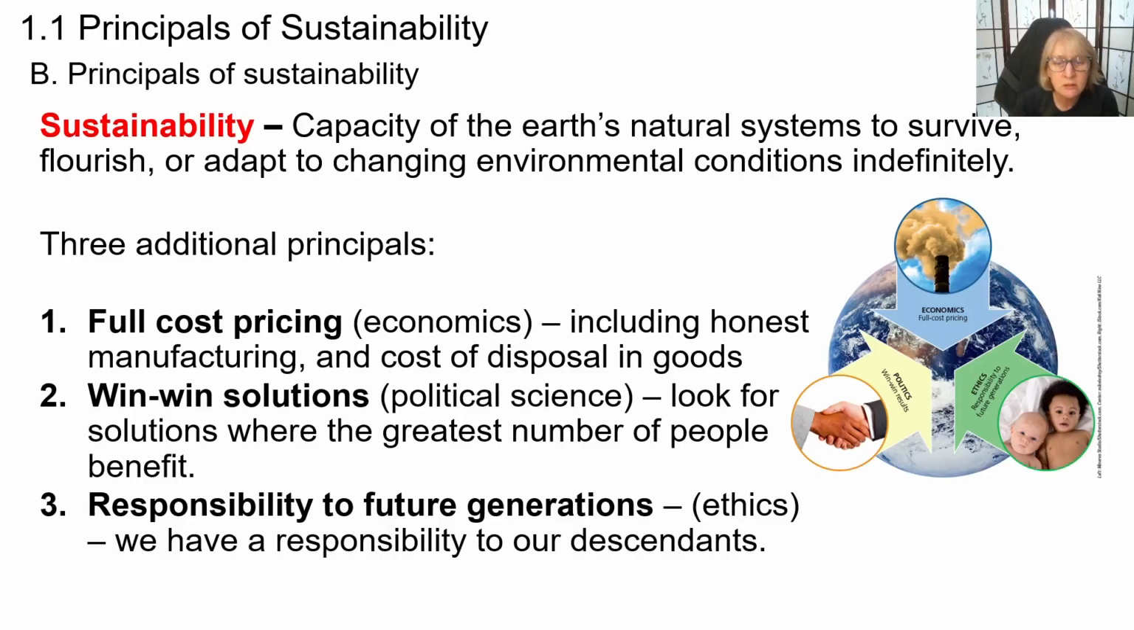Win-win solutions. This comes from political science, and it's a way of looking for solutions where the number of people that benefit is as high as possible. So we don't just have 1 or 2 winners and a whole lot of losers, which is a different type of political science. We try to make sure that the greatest amount of good per people is done with our choices. And then ultimately, and I've kind of already mentioned this, we have a responsibility to future generations.